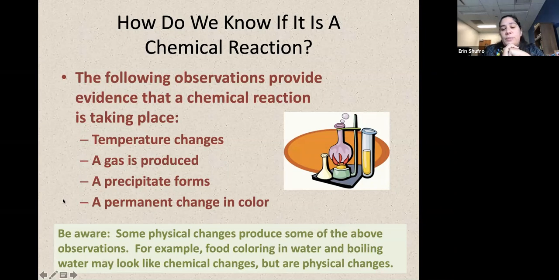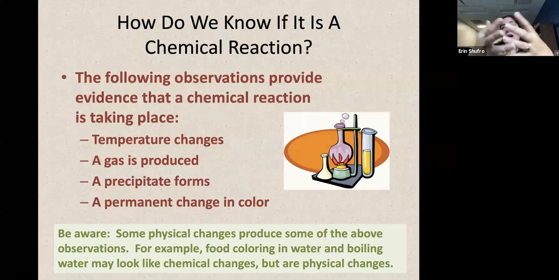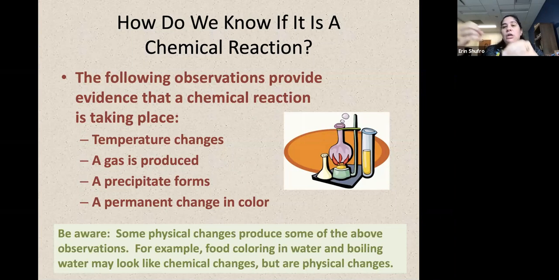But be careful, because sometimes a physical change can produce some of those observations. For example, if you dump food coloring in water, you're going to change the color of the water, but that's not a chemical reaction, right? The dye in the food coloring is not reacting with the water and creating something new. If you boil water, you're putting heat in there, which is causing the water to change phase, right? You're causing the water to go from a liquid to a gas, but that is not a chemical reaction. That's a physical change. You're changing the state from liquid to gas.